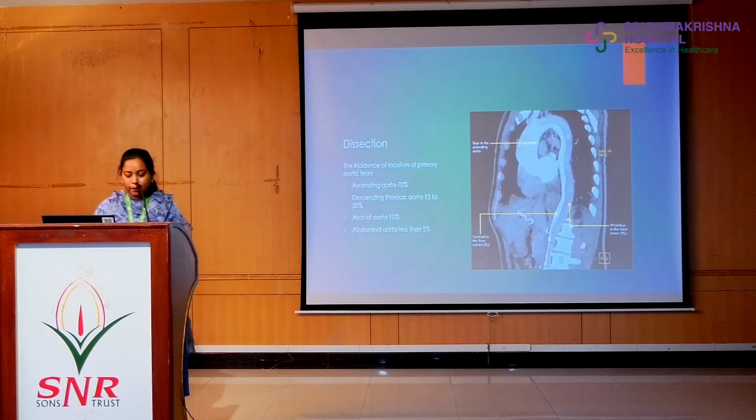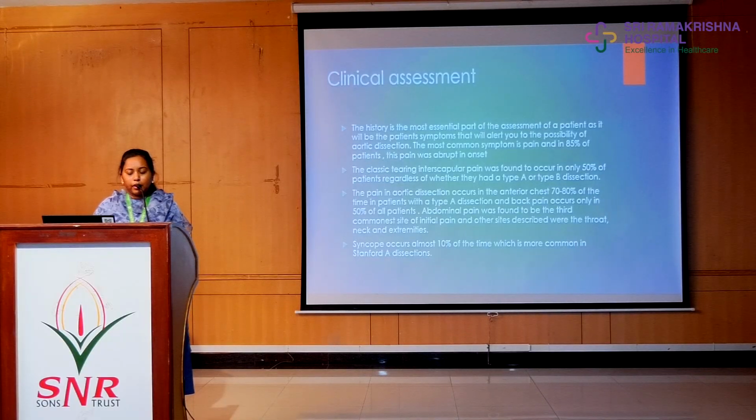it's less than 5%. Now, the clinical assessment. As soon as we approach a patient suspected of aortic dissection, the history is the most essential part of the assessment, as it will be the patient's symptoms that alert you to the possibility of aortic dissection. The most common symptom is pain, and in 85% of patients the pain was abrupt in nature. The classical tearing interscapular pain was found in only 50% of patients, regardless of whether they had type A or type B dissection.